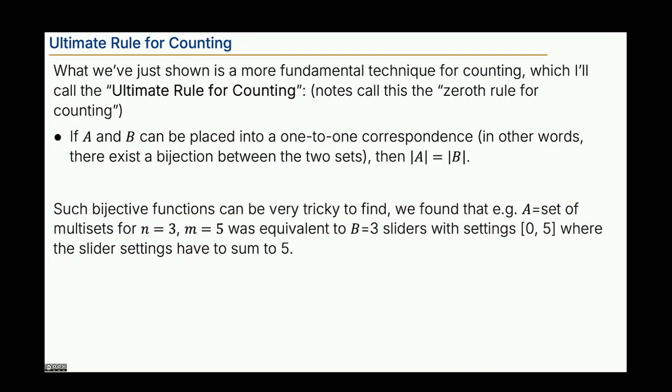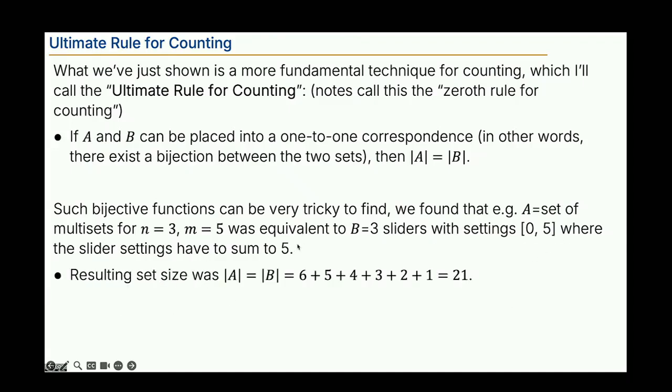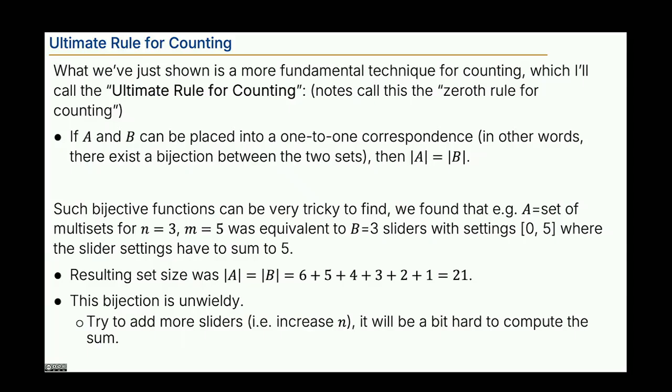So what we did was, we had this multi-set question about drawing balls. Let's turn it into sliders instead and count. So A was the set of all multi-sets for n equals 3, m equals 5. And that was equivalent to the set B, the set of all slider positions with settings 0 to 5, where the sliders have to sum to 5. When I do that, I was able to reason about B with some nice pictures, and I ended up with 21.